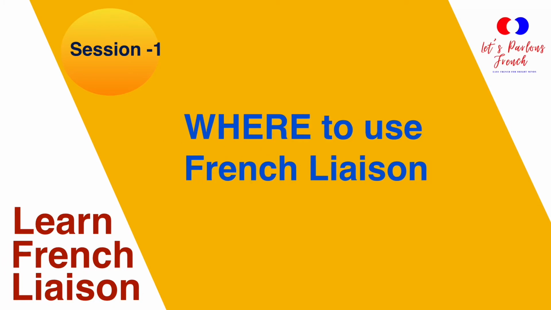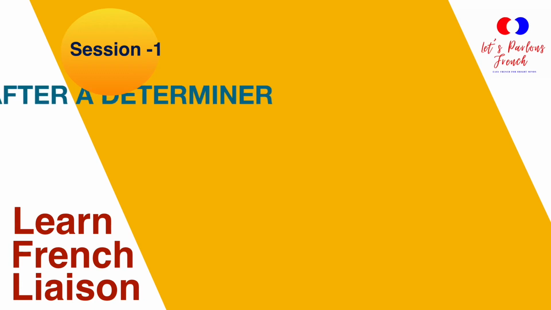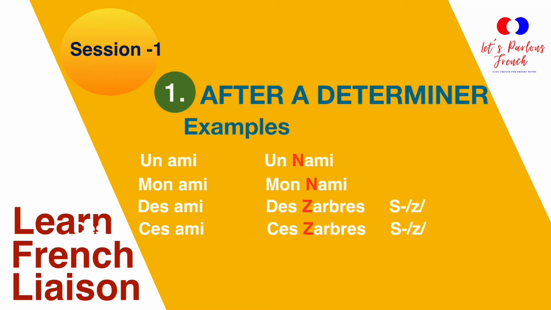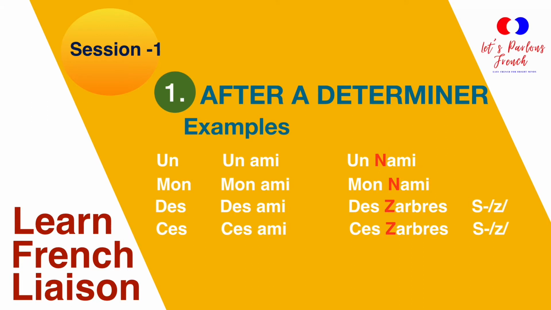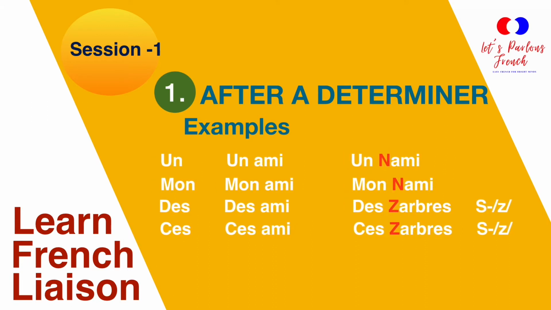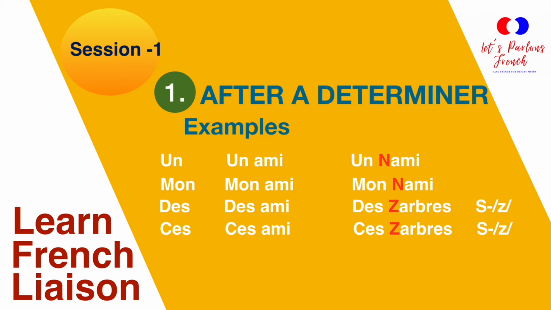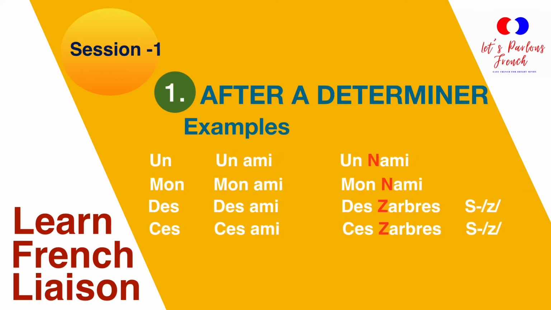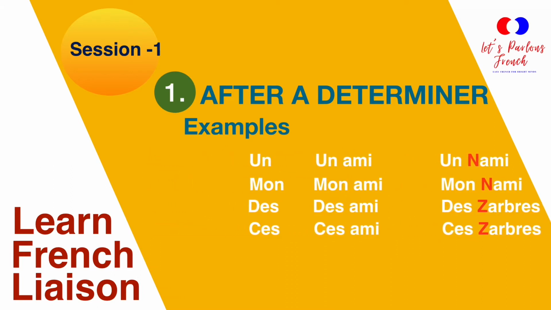So, where to use liaison? The first place we use liaison is after a determiner. Example: un ami. Un is a determiner, un ami is the liaison. Mon ami, des amis, des arbres, ces arbres.